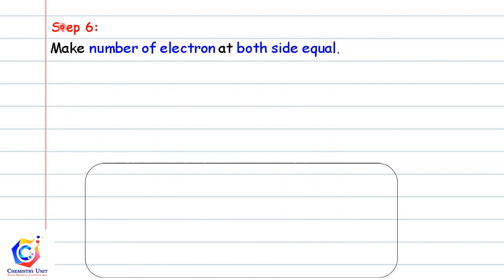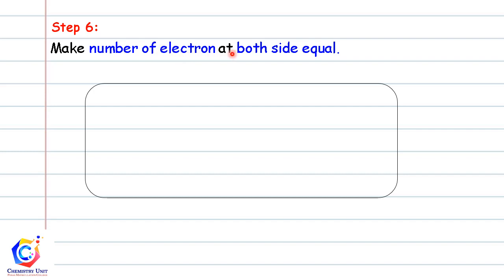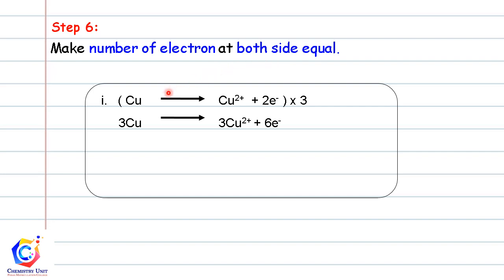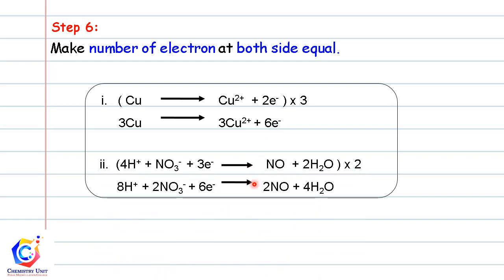Now, we need to make sure the number of electrons on both sides is equal. For the first equation we need to multiply by 3, so it becomes 6 electrons. For the second equation, we need to multiply by 2, so it also becomes 6 electrons. Make sure that when you multiply, you multiply the whole equation. That's why it becomes 8, 2, 6, 2, 4. Same for the first one, it becomes 3, 3, 6.